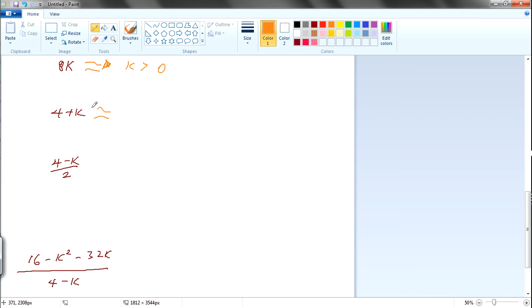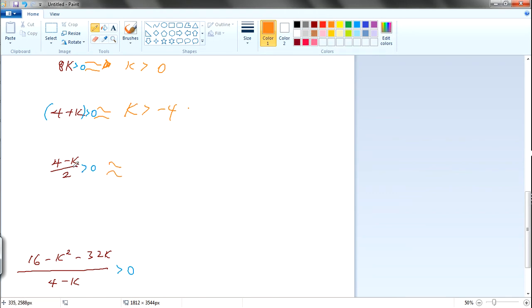And then for this case, k should be larger than -4, because in other words, this should be larger than 0, this should be larger than 0, this should be larger than 0, this should be larger than 0. Okay, that would be cooler, like easier to see.